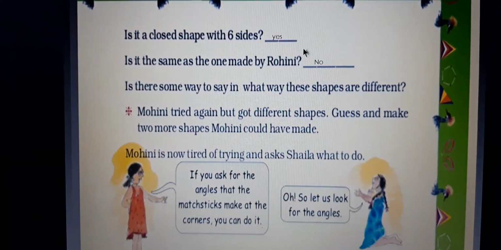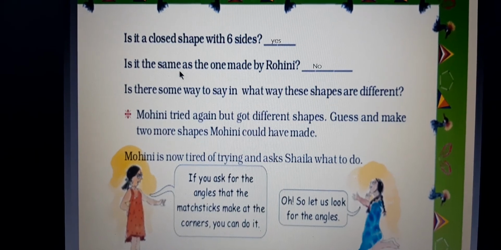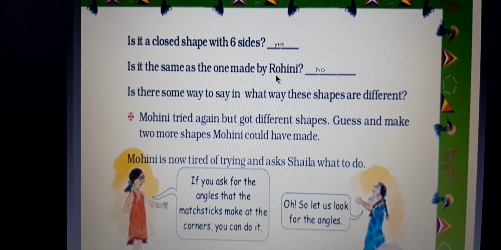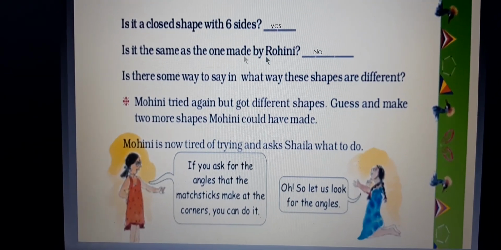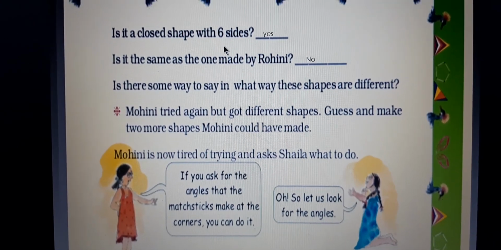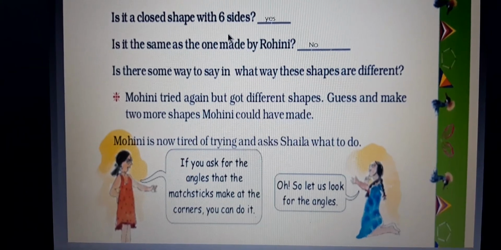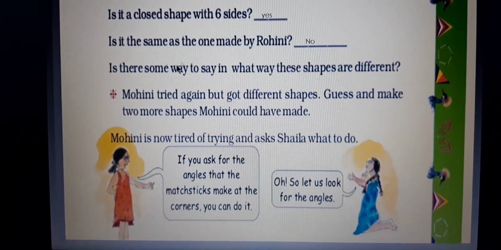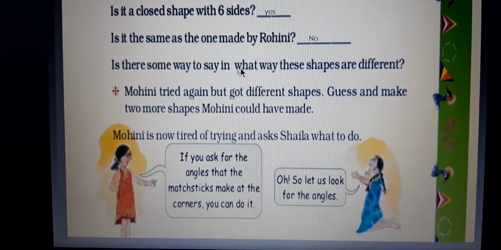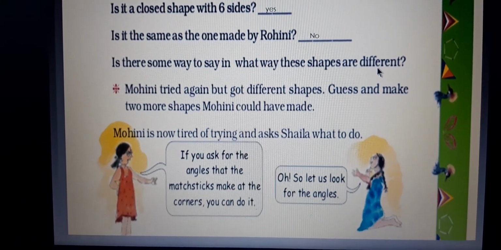So she said, yes. Is it the same as the one made by Rohini? No, because whatever hint is given, six sides and closed are the same. But when the figure is formed, the shapes are different. Is there some way to say in what way the shapes are different?